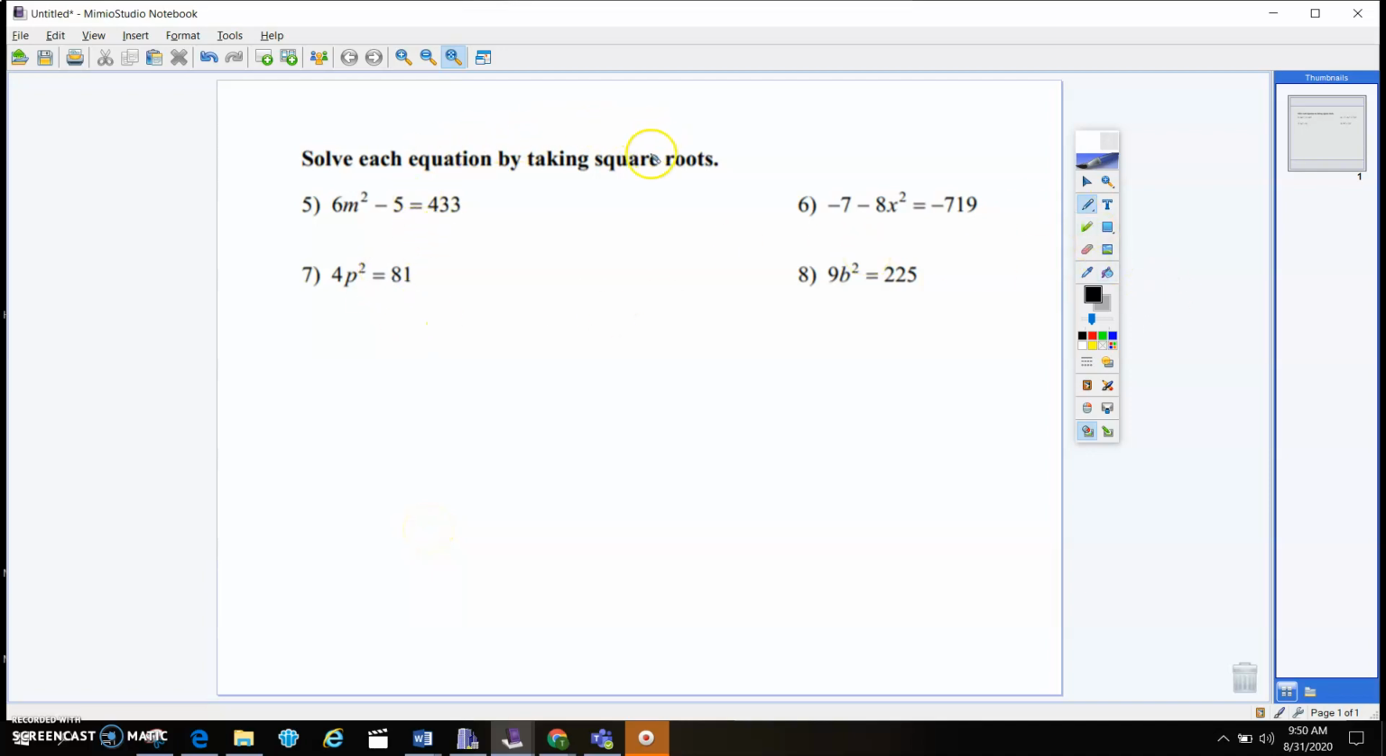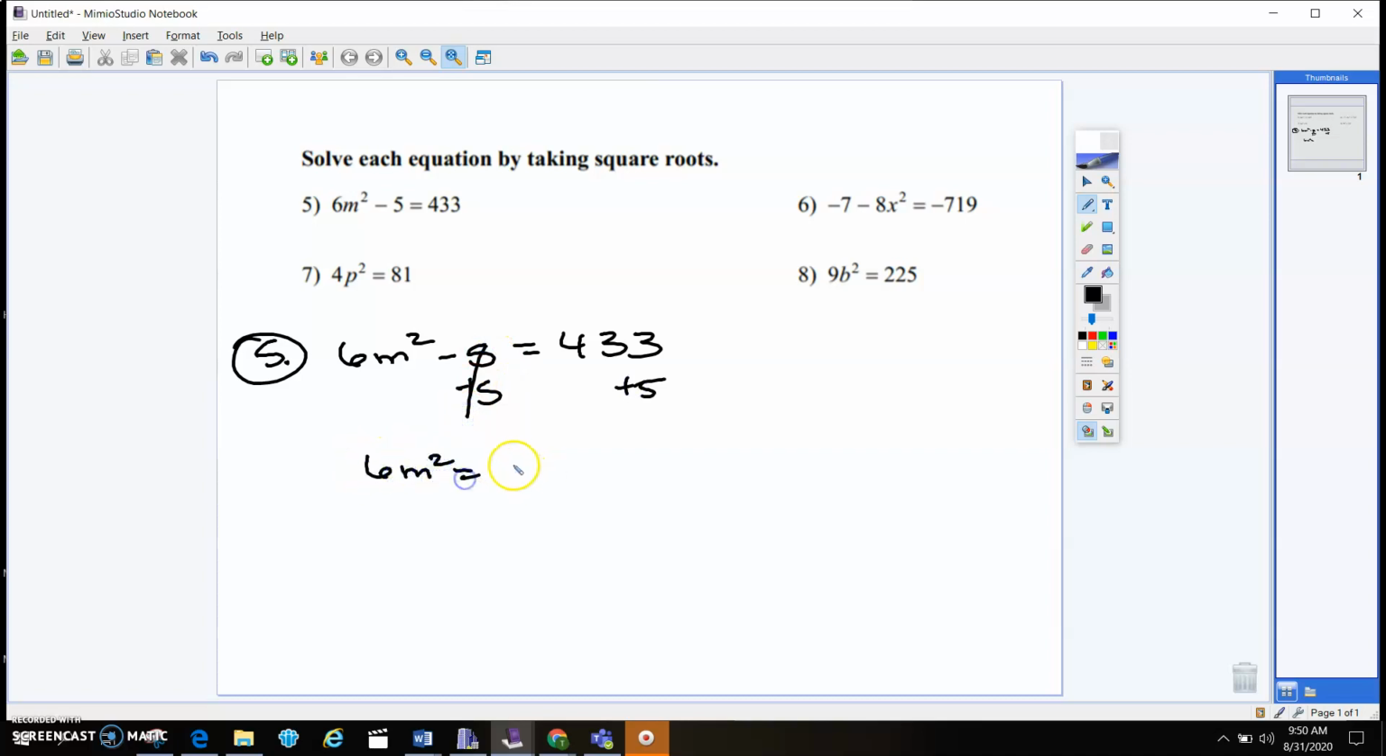So this is going to be solving by taking square roots. What you want to do is have your numbers on one side and then your x term or other variable on the other. So for number 5 right here, you're going to add that 5 to the other side because we want to get that m squared by itself. So we're going to add 5 to both sides, and that's going to give me 6m squared equals 438.